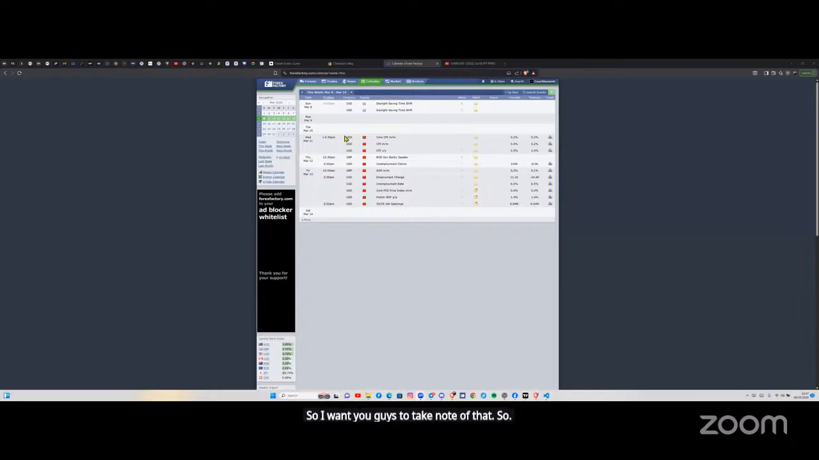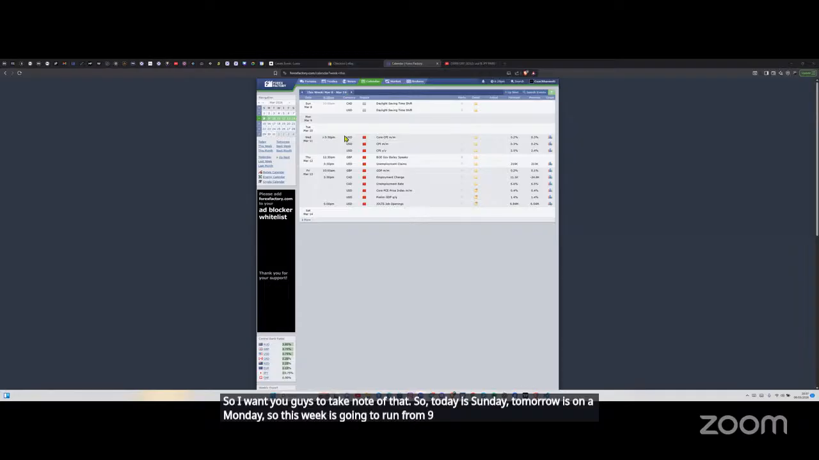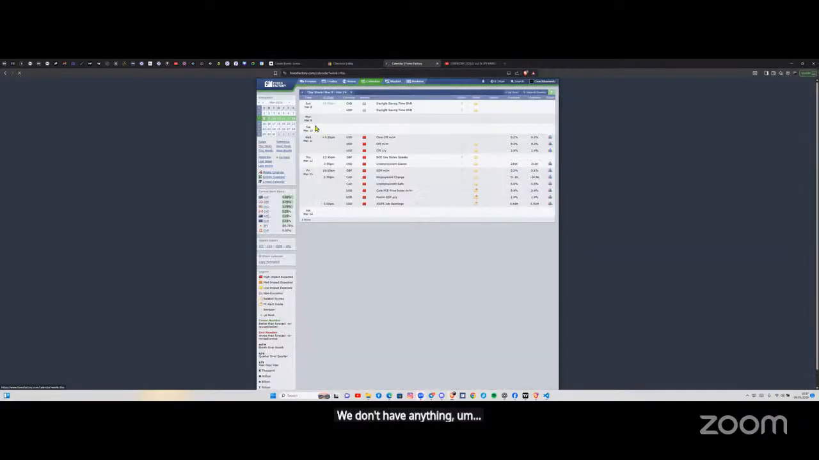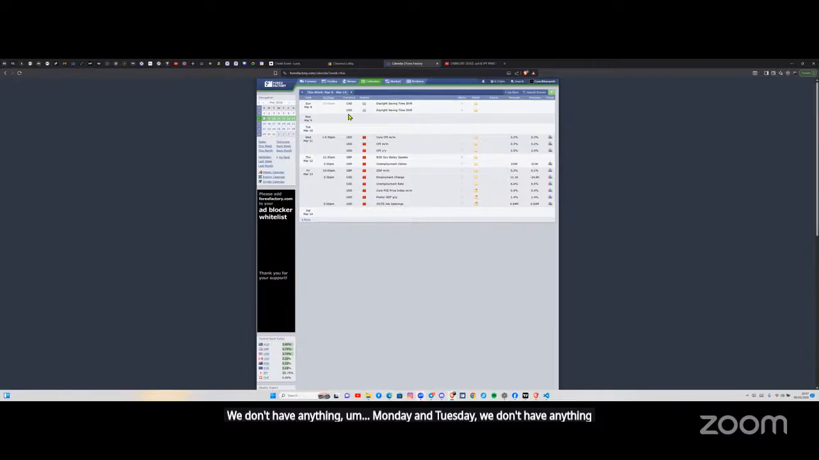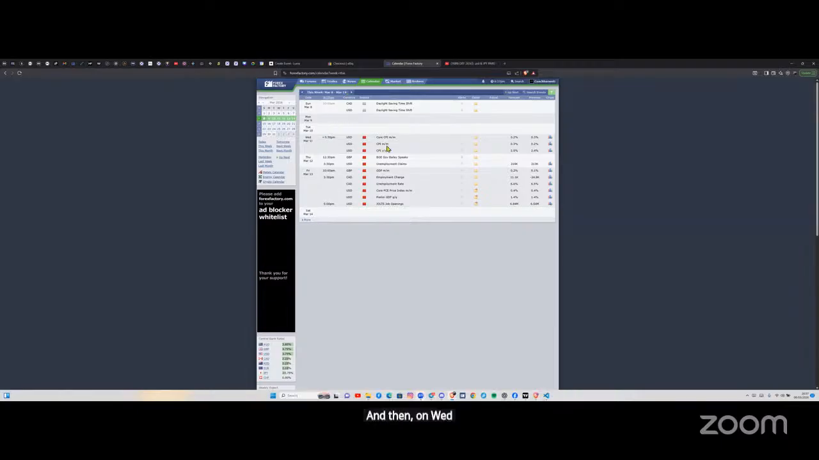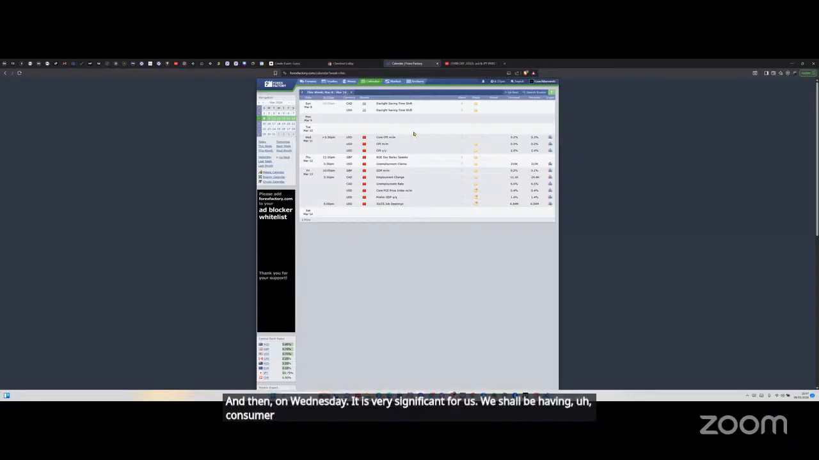Today is Sunday, tomorrow is Monday. This week is going to run from the 9th to the 13th. Monday and Tuesday, we don't have anything from our red folder. And then on Wednesday, it is very significant for us. We shall be having consumer price index data, which is very, very important. So we expect some good momentum kicking in from Wednesday.